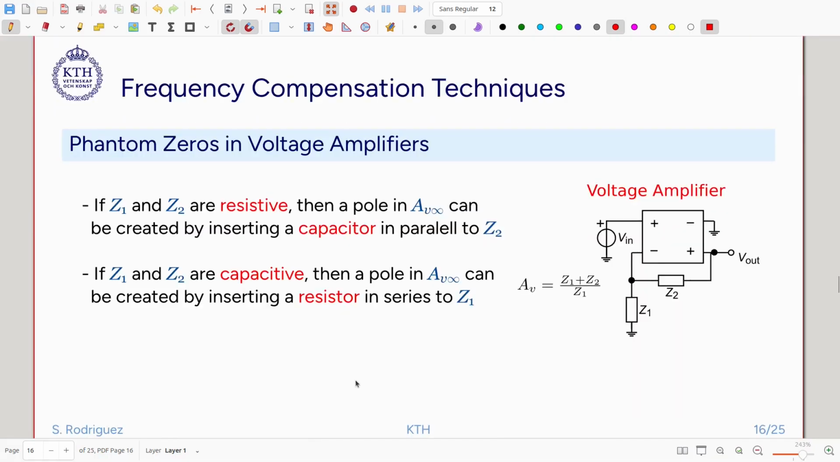Okay, and how to do that in the circuit? Well, it depends on the amplifier topology. So we have a voltage amplifier here, and if the impedances are resistive, then we can introduce a pole in the transfer function, in the asymptotic gain, by placing a capacitor here. That will introduce a pole in the asymptotic gain, and that pole will become a zero. That will become a phantom zero. So this is one alternative.